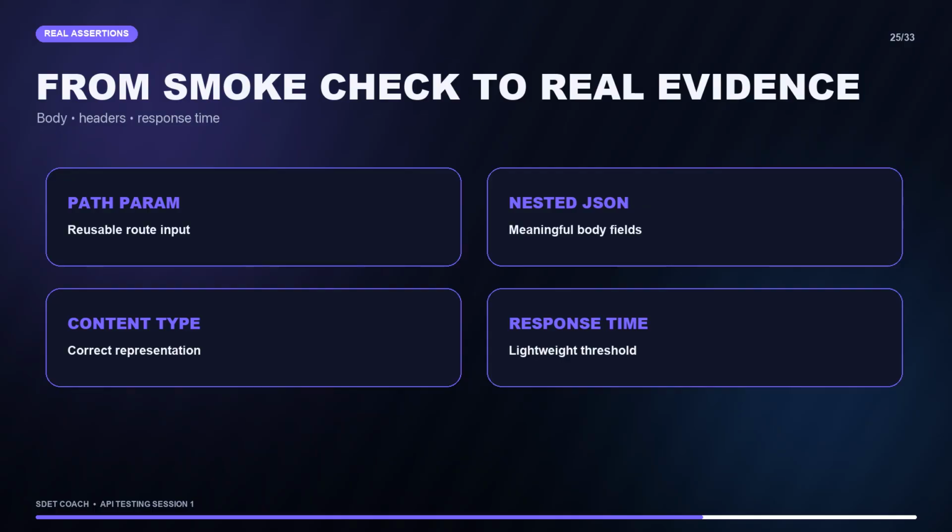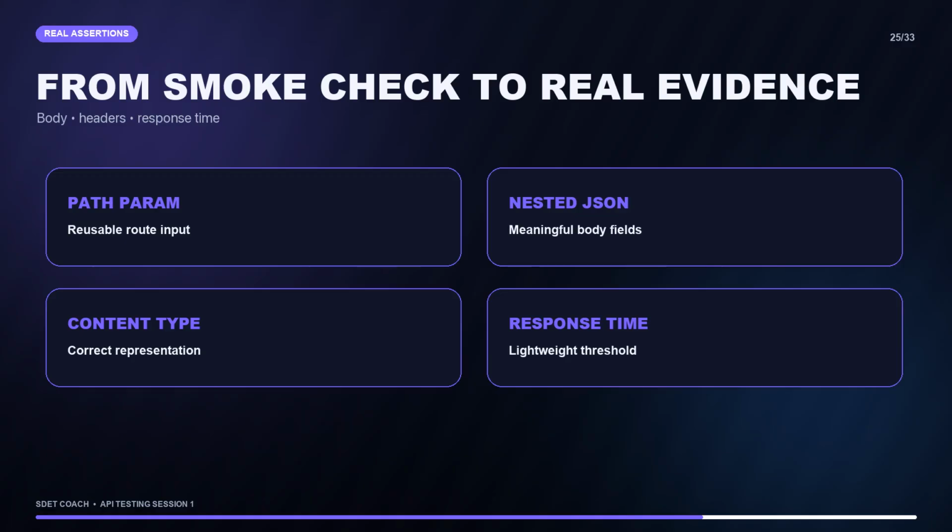Add a second TestNG method called getUserValidatesBodyHeadersAndTime. We will still call the same user endpoint, but this version demonstrates reusable path parameters, nested JSON assertions, a header check, and a response time threshold. Resist the urge to assert every field merely because it exists. Choose fields that prove the behavior.